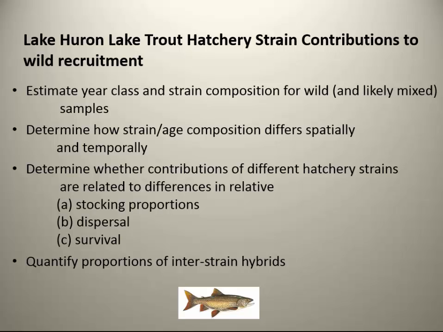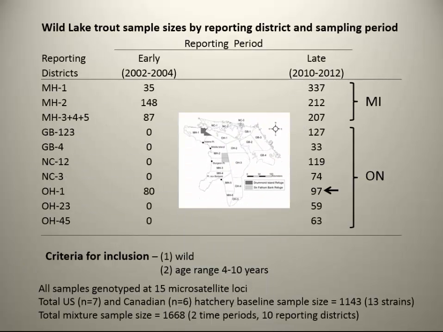And again, they don't have coded wire tags, they're wild, they're not clipped, and so we're using the genetic data to estimate strain composition. We're interested in looking at strain and age composition and whether that differs spatially across different statistical management units, if it differs temporally. So we had early samples in the early 2000s and later samples 2010 through 2012. And then we were interested in determining whether these contributions of the different strains could be related to expectations based on the proportions of the strains stocked, to dispersal or movements after stocking, and to survivorship. And then we were also interested in estimating proportions of interstrain hybrids.